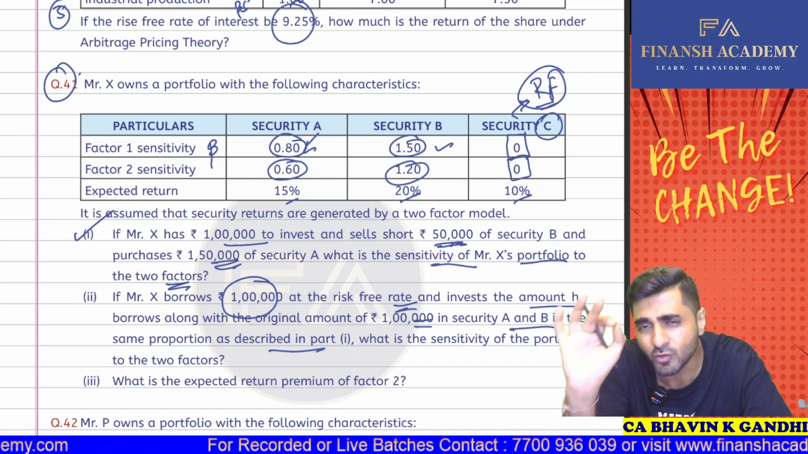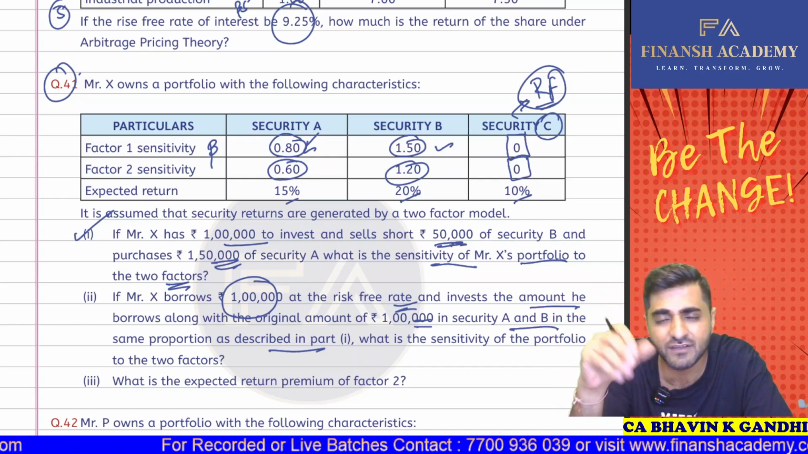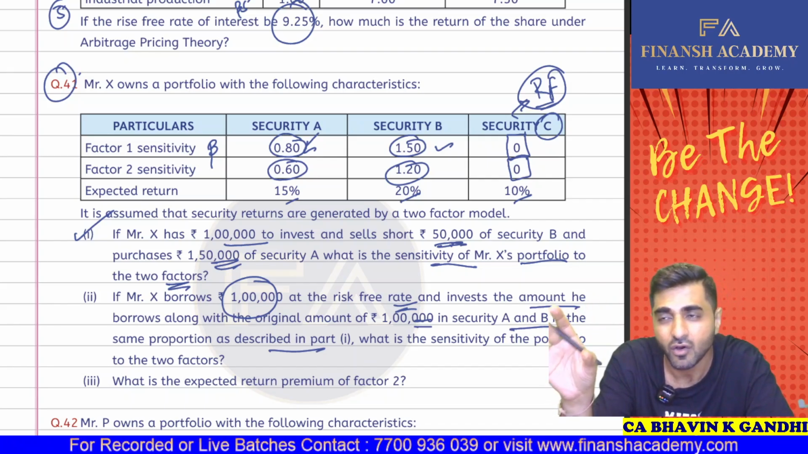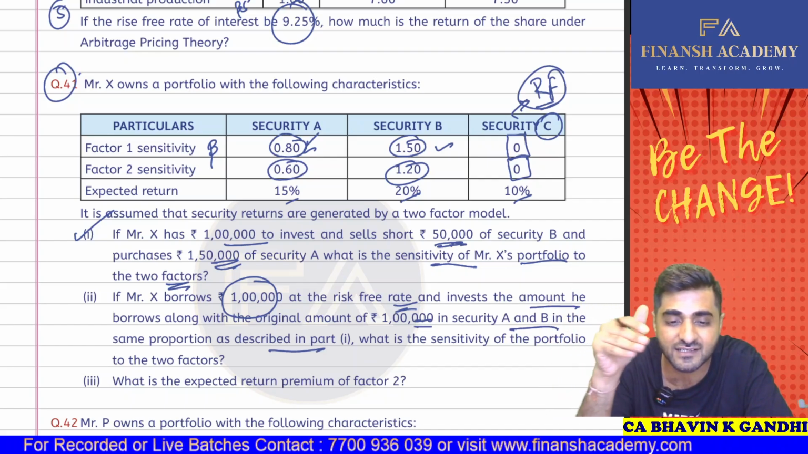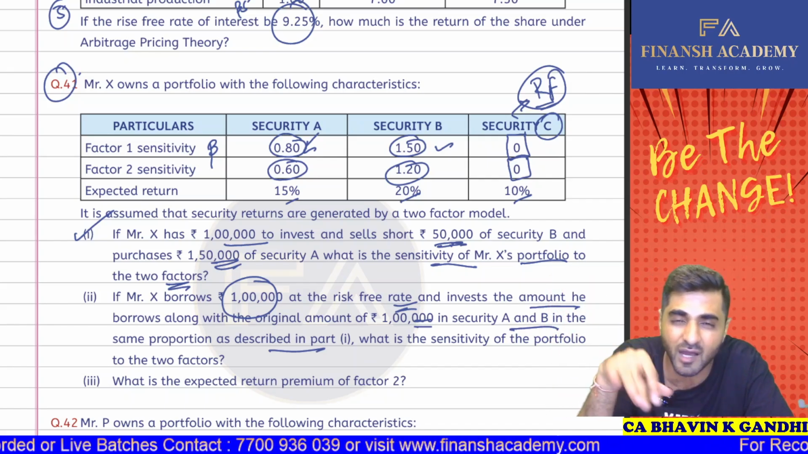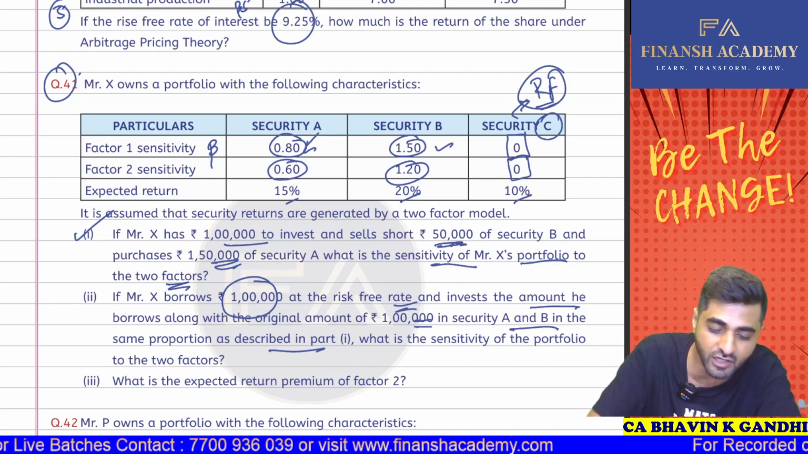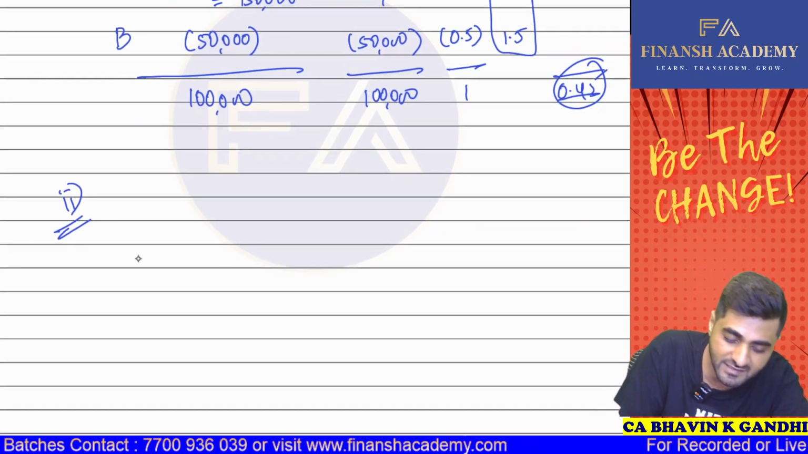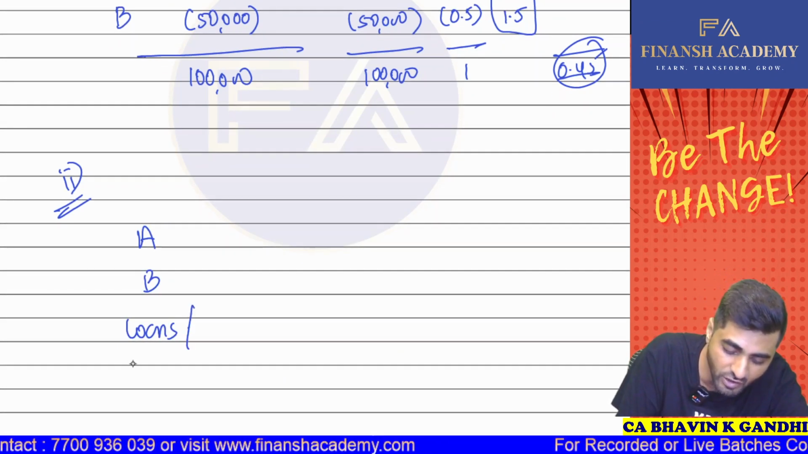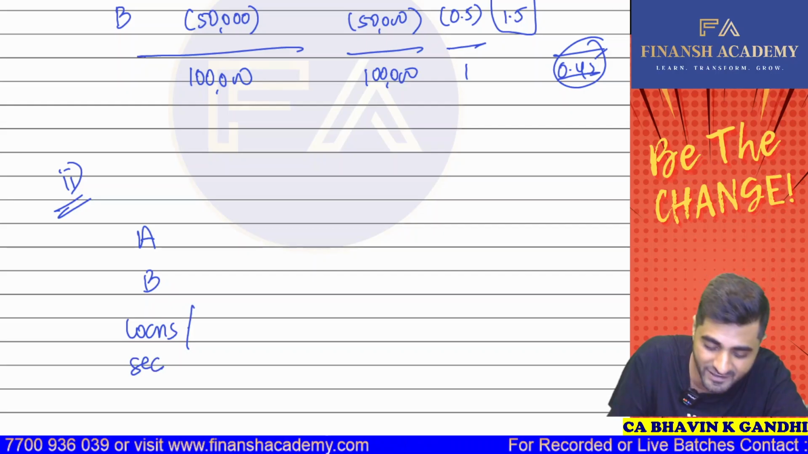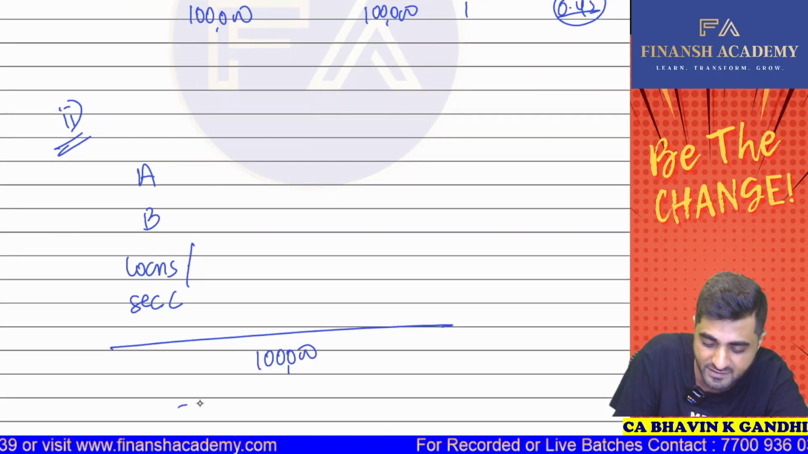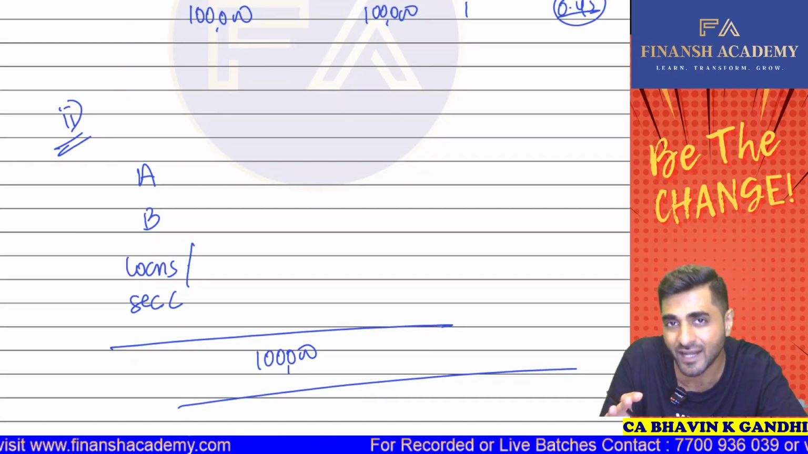Similar to that, if we are short selling security C, or let's say we are borrowing only 1 lakh rupees, and the rate of interest is nothing but the risk-free rate, that is 10%, then how much is the amount which needs to be taken into consideration? So here we can do it like this: A, B, and loans. Or else you can also write down security C, which we are short selling. We are ultimately having 1 lakh rupees only with us, because our money is just 1 lakh rupees.